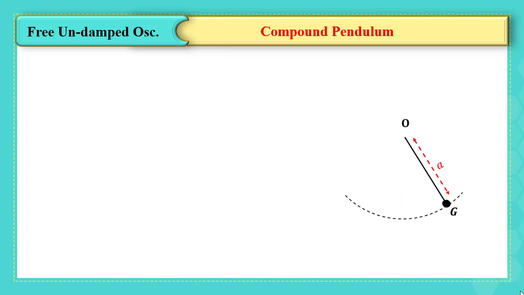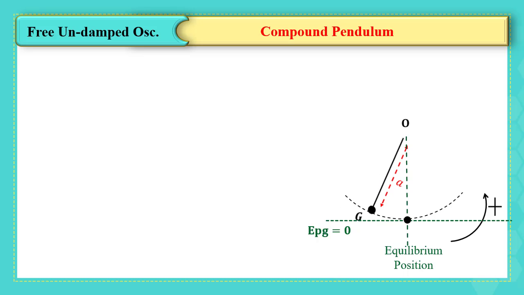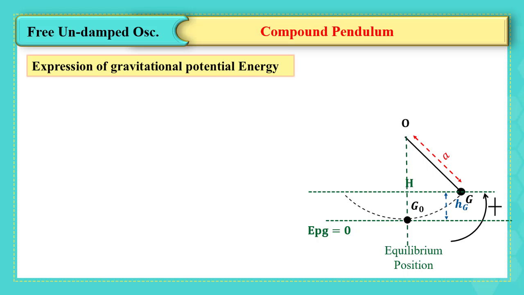Now switching to the gravitational potential energy. Take as the reference level of the gravitational potential energy the horizontal plane passing through G0, the equilibrium position of G. We can represent the compound pendulum by its center of gravity G, and we study the motion of G around the axis of rotation, delta, which is passing through O. Starting with the expression, we can say that at an instant t, the center of mass is at a given position G.